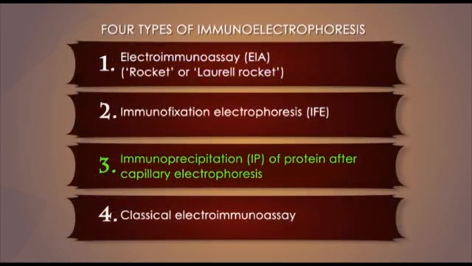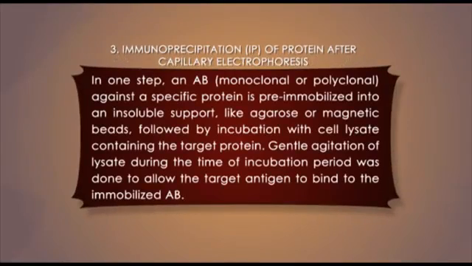Number 3, immunoprecipitation of protein after capillary electrophoresis. The step for performing an immunoprecipitation can be done in 2 different ways. In one, an antibody, which is monoclonal or polyclonal, against a specific protein is pre-immobilized onto an insoluble support like agarose or magnetic beads, followed by incubation with cell lysate containing the target protein. Gentle agitation of the lysate during the incubation period is done to allow the target antigen to bind to the immobilized antibody.